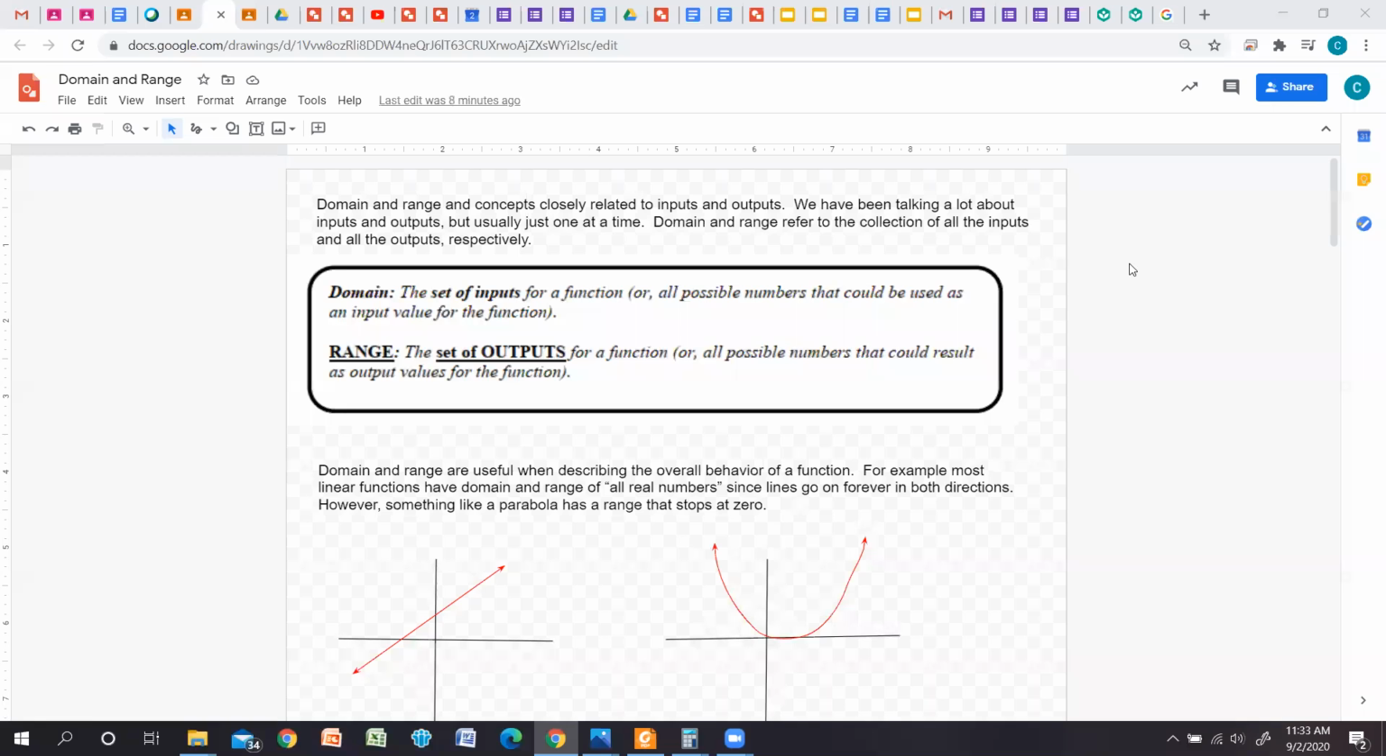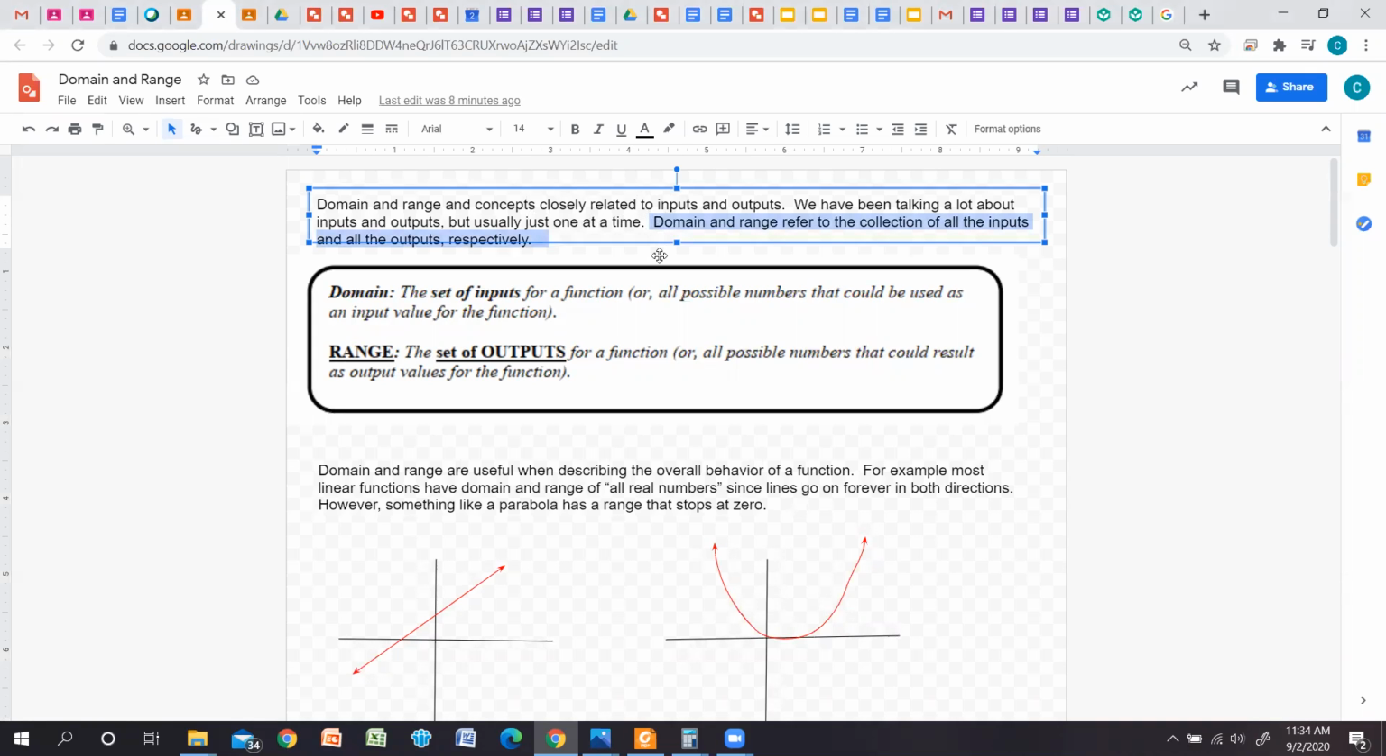Today we will be talking about domain and range. Now we have been talking about inputs and outputs for functions quite a bit. But usually we ask for a certain value, one specific input, and then we find out what the output for that is.